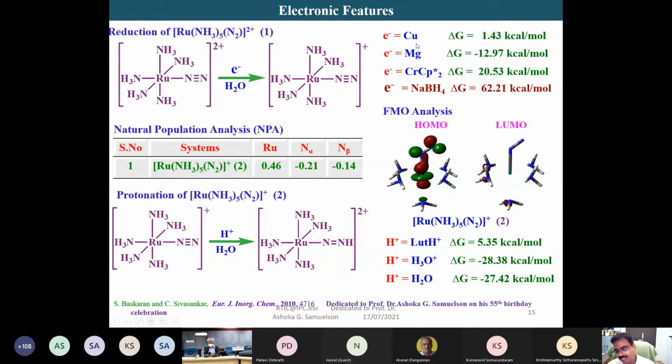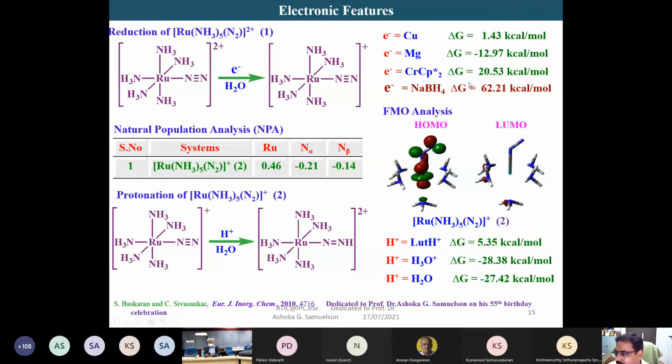Copper, that's the reason I just mentioned in my title also. Copper can be used in nitrogen chemistry. So you can use a copper powder as a reductant here, and the cost is almost 1.43 kilocalories per mole. Still, it can take place very well, but magnesium is superior to any of these reagents. In the case of magnesium, you can see just minus 12.97 kilocalories per mole. And the other, decamethylchromocene and all, it's improved to 20 kilocalories per mole positive. So it may not take place.